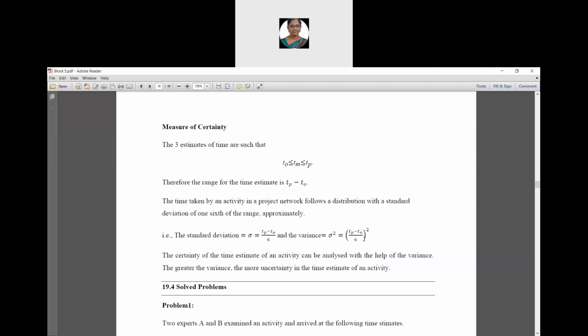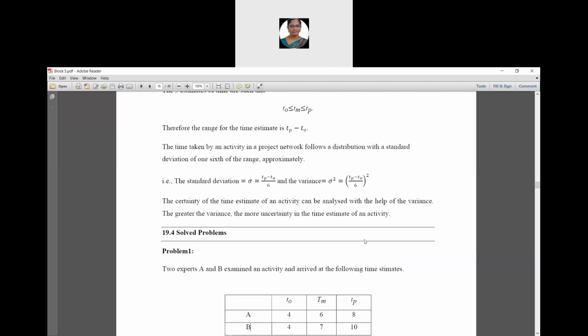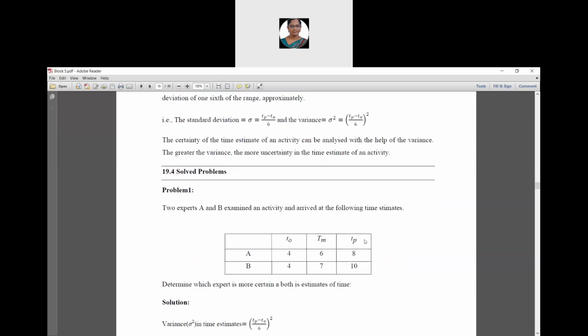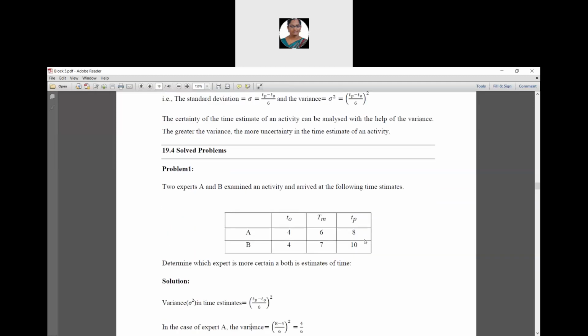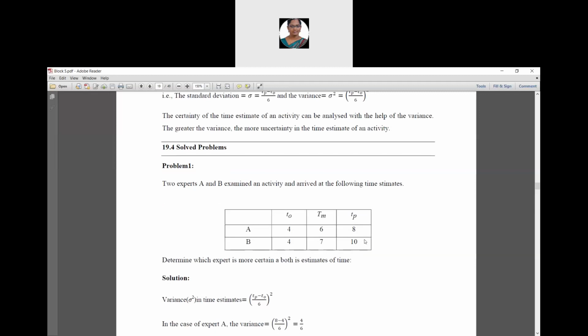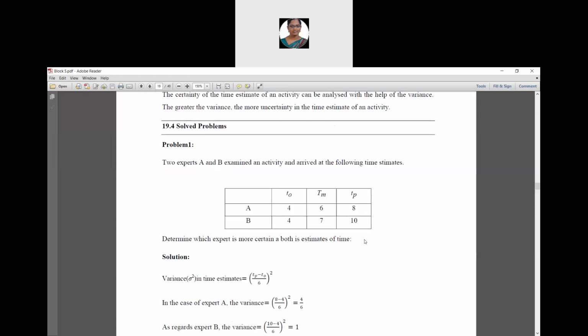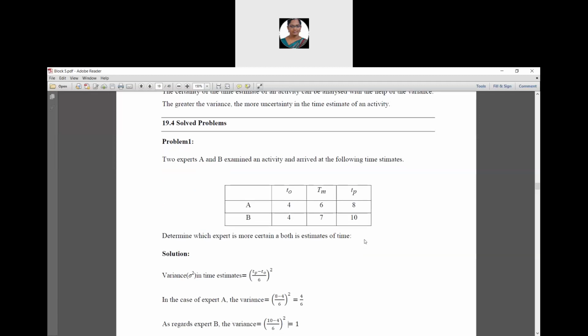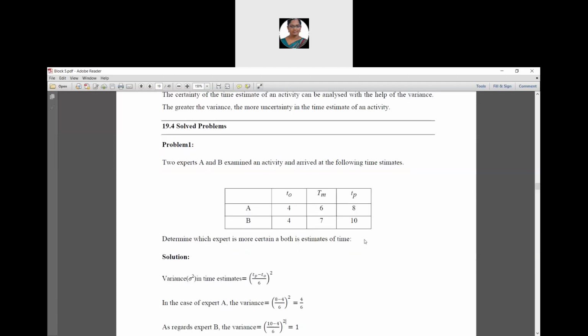Next, you are going to see solved examples. Problem 1. Two experts A and B examined an activity and arrived at the following time estimates. We have to determine which expert is more certain about his estimates of time.